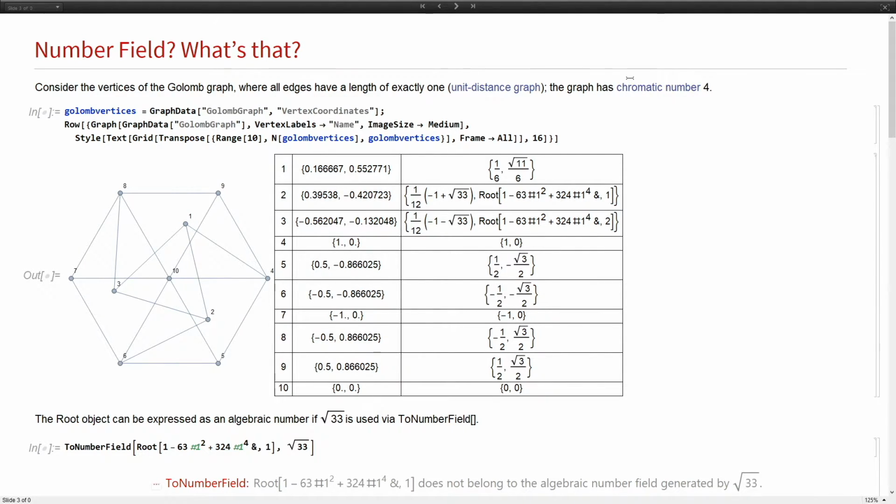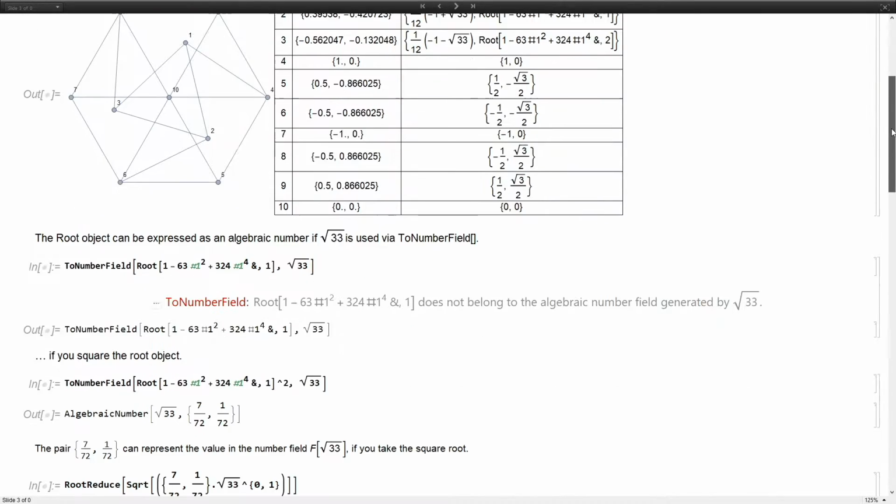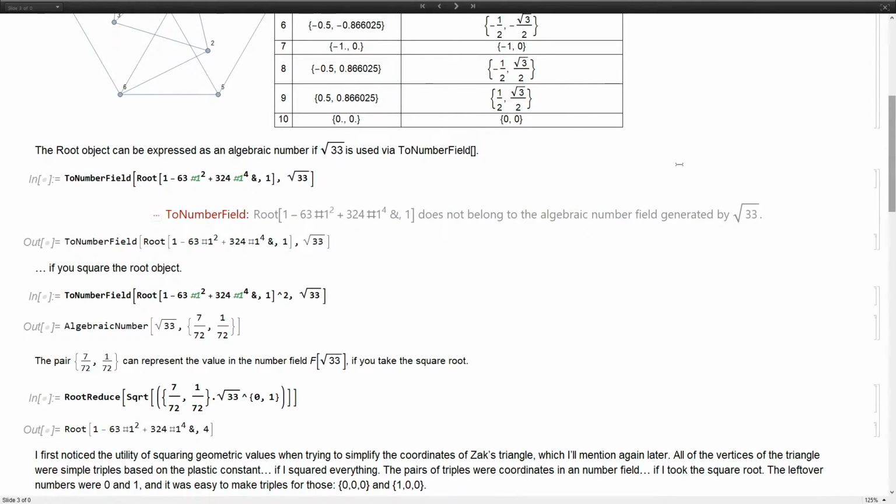So we have these odd values for the placements of other points. We've got 0 and 1, but these two look weird. So how can we make these points better? Well, we've got square root of 33, so we can try using 2 number field, and it doesn't work. But if you square the object instead, then you get this nice value. It's 7 over 72, 1 over 72.